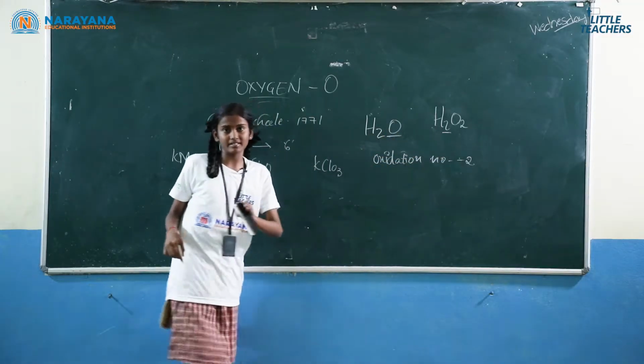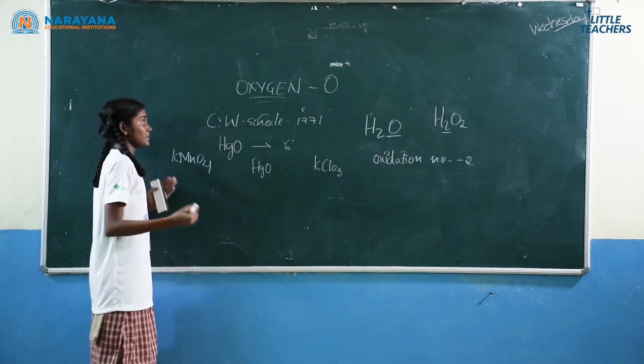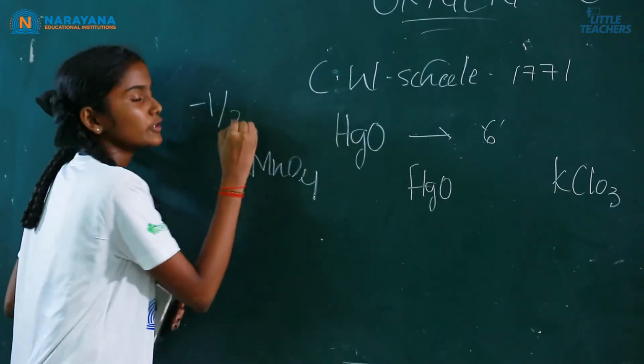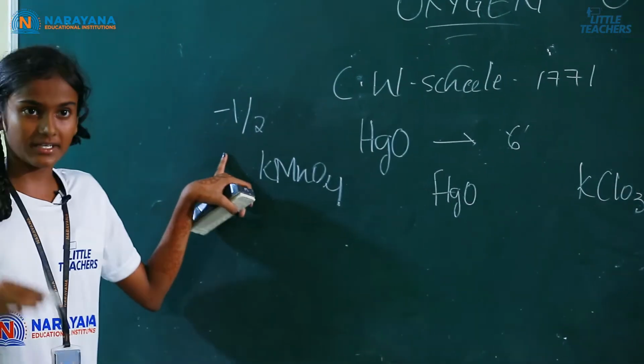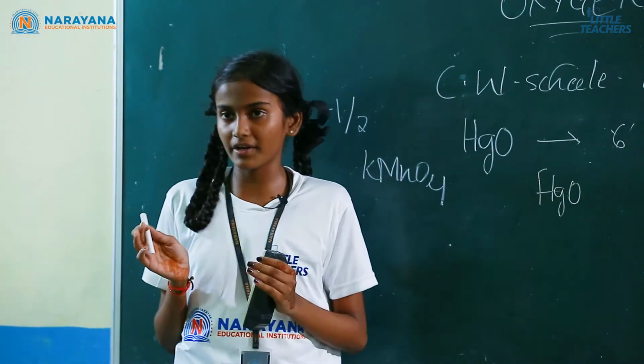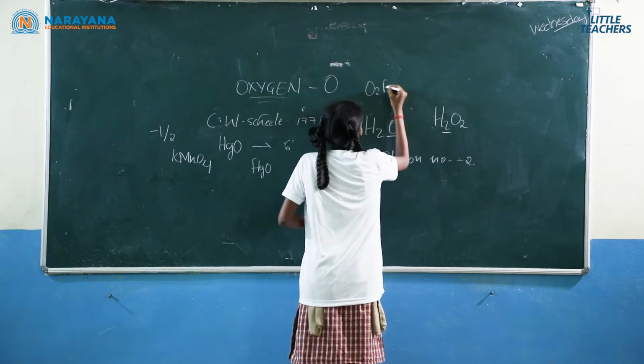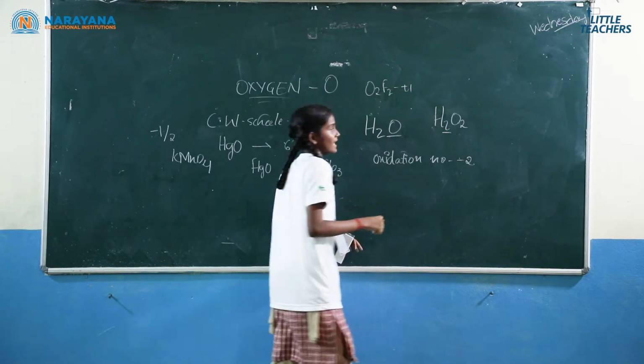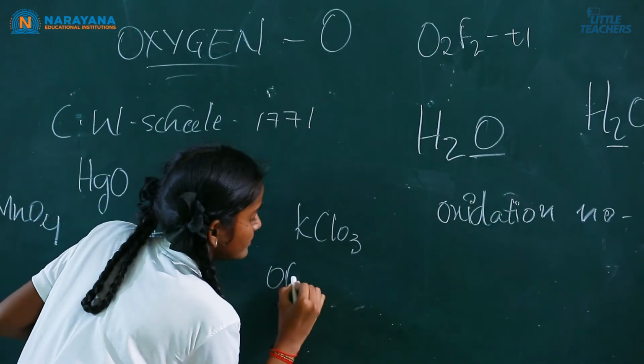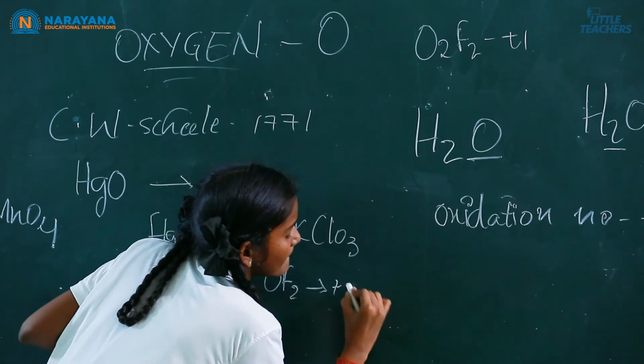And in superoxides such as K2O2, it is -1/2. It also exhibits +1 with fluorine in O2F2, and with OF2 it exhibits +2.